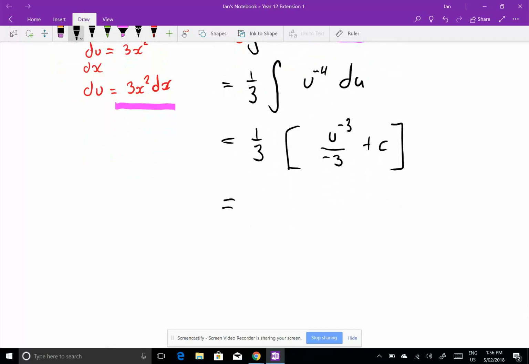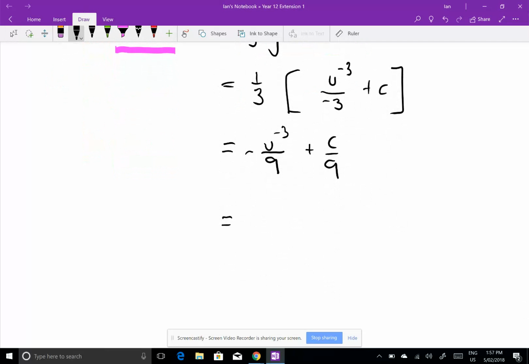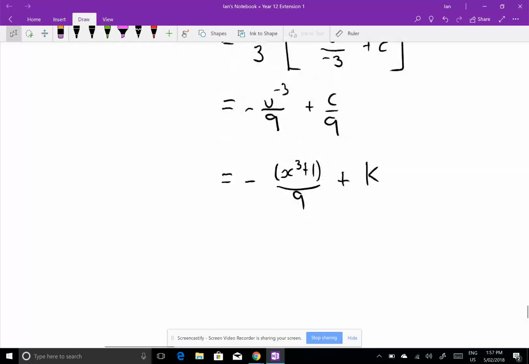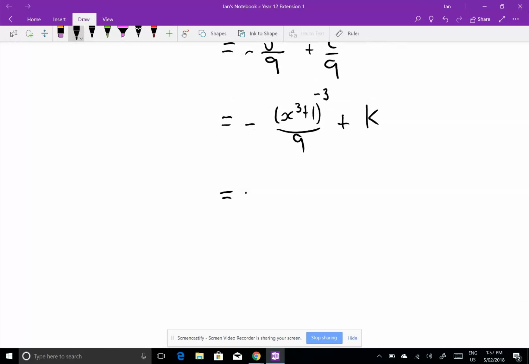Multiplied by the third out the front, I get u to the minus 3. Put the negative out the front on 9, plus c on 9. Put my substitution back in, which was x cubed plus 1. So I get negative (x cubed plus 1) over 9, plus, I'm just going to call this a big constant k. And that's to the negative 3. That negative pulls all that down. Oh, don't forget your 9. Sorry. 9 (x cubed plus 1) cubed plus some constant. And there we go. That's correct.